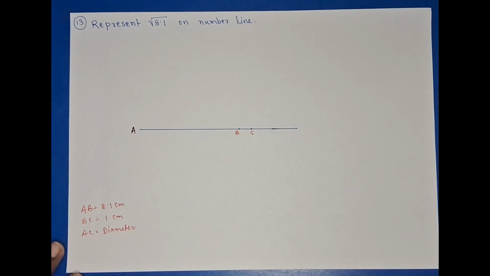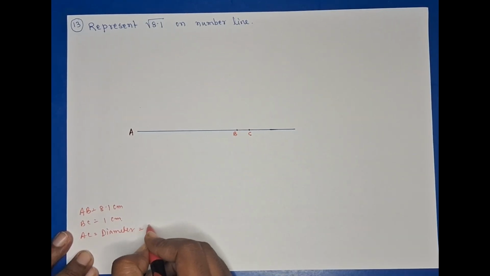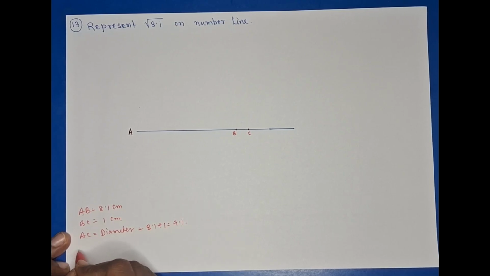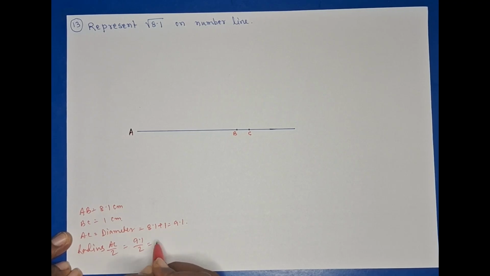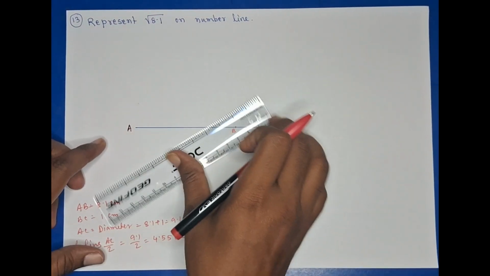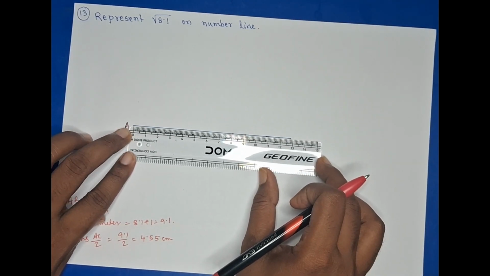So first we need to find the radius or the center point. So the total diameter AC, how much it will be? 8.1 plus 1 is equal to 9.1. So the radius, AC by 2 is equal to 9.1 by 2 is equal to 4.55 centimeter, right? So we have to mark it either from C or from A. We are trying to mark it from A itself.